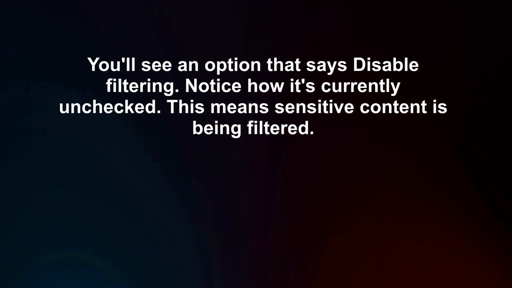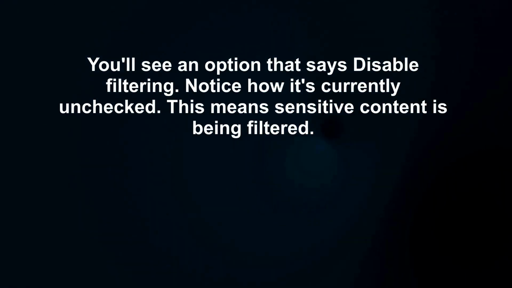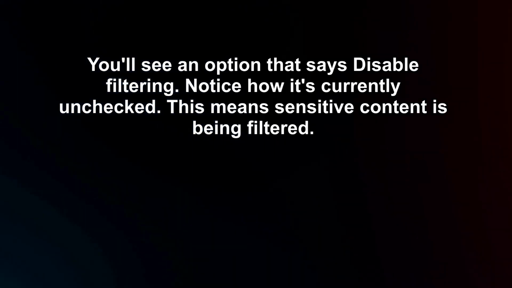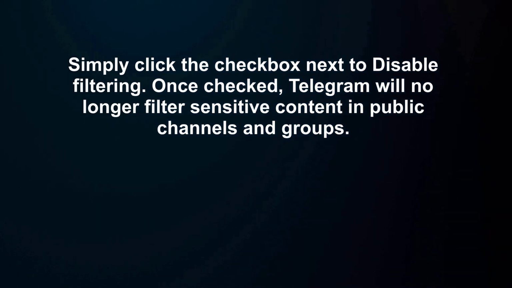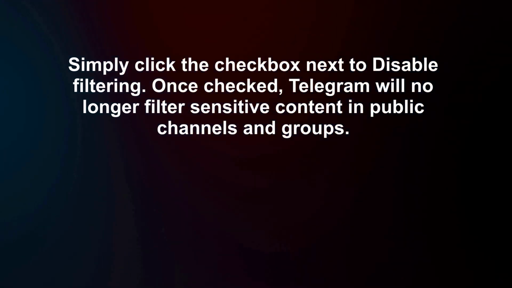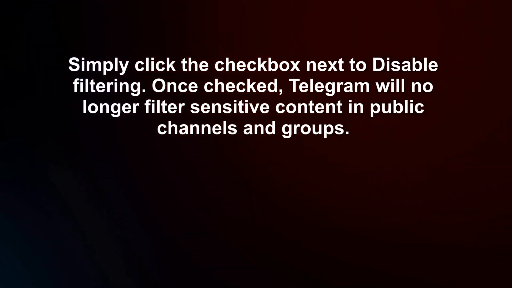You'll see an option that says Disable Filtering. Notice how it's currently unchecked. This means sensitive content is being filtered. Simply click the checkbox next to Disable Filtering. Once checked, Telegram will no longer filter sensitive content in public channels and groups.